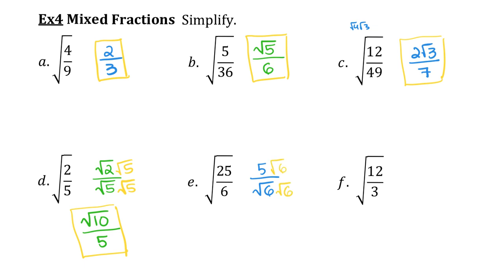Okay, if I do 5 square root 6, I get 5 square root 6. The denominator, root 6 times root 6 goes to 6. That's a better answer. I simplified everything I could and I rationalized the denominator.